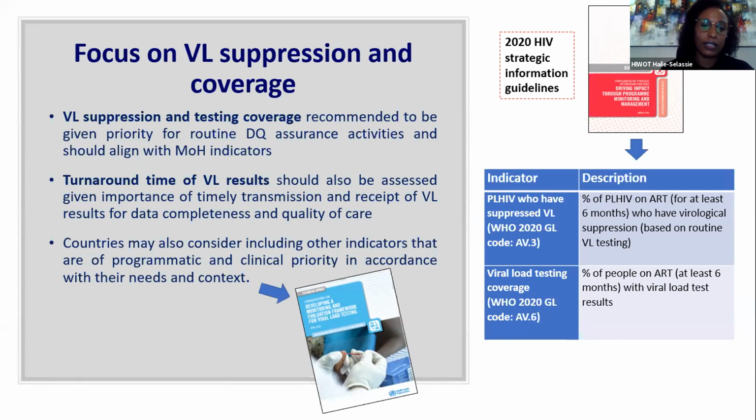There is a need to prioritize, and so we're suggesting that the viral load suppression and testing coverage indicators be given priority for data quality assurance activities. That's to say that's the minimum. We're also suggesting, given the importance of the turnaround time of viral loads, this should also be assessed to make sure that we have timely data. But really the minimum is viral load suppression and coverage.